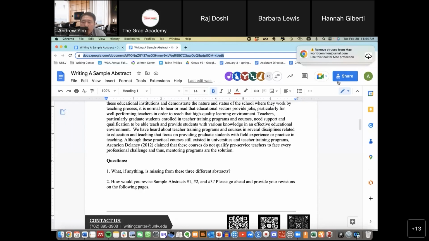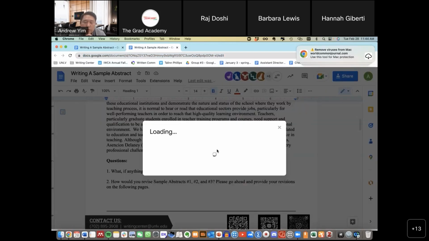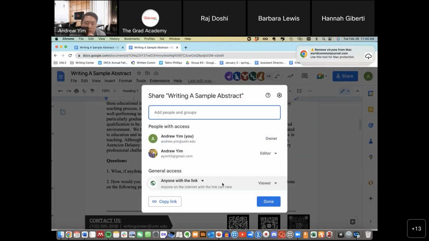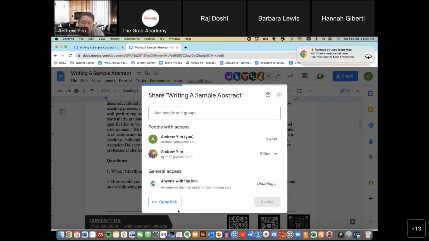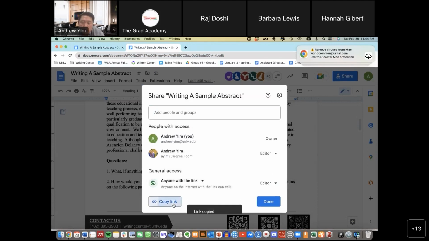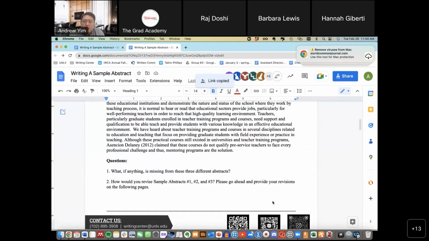Sorry, Hannah, you said the document's not shareable. Let me try sharing it one more time. Okay, let me try posting it one more time here. Okay, so try accessing the document now and see if that works. You should be able to access the document.